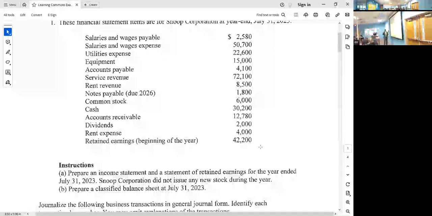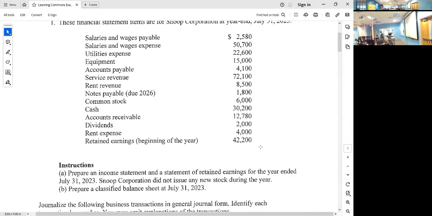But remember though, you need the ending retained earnings, not the beginning. You don't need this one. You need the one you just computed in the retained earnings statement. Because if you don't use the ending, it won't balance.